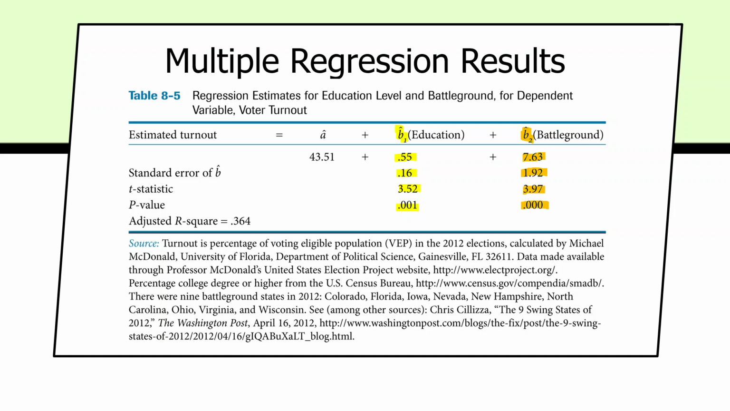A final note on this: the adjusted R-squared in multiple regression tells you how completely all the independent variables in the model explain the dependent variable. So we have a nice R-squared here of 0.364, which tells us that of all the variation across states in turnout, we can explain about 36% of that variation by knowing the level of education of the state and whether or not it had battleground status.